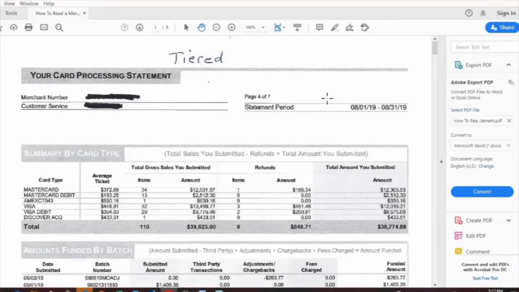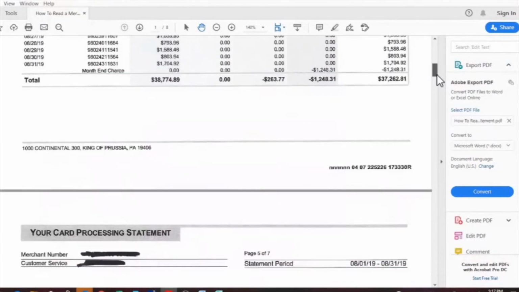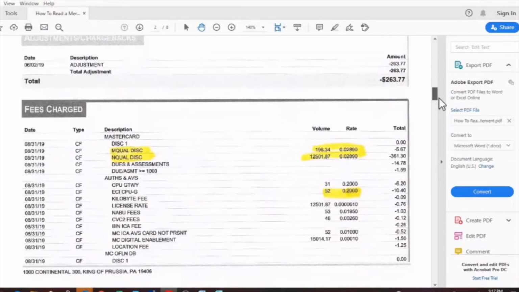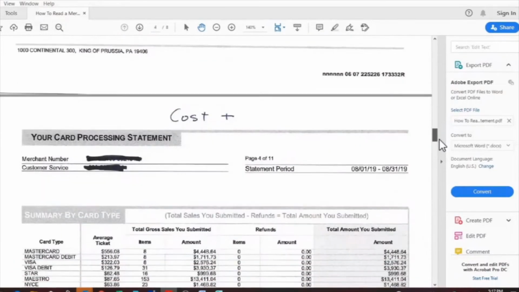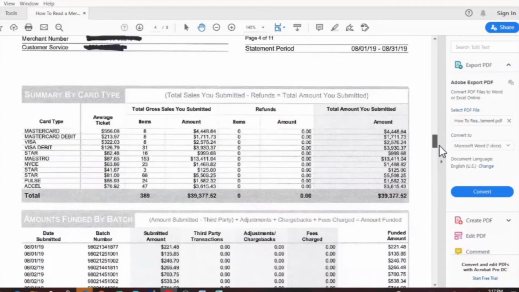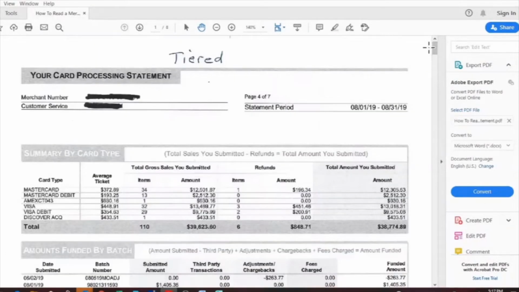Okay, so I'm going to show you two statements. One is tiered, and it's going to be 3-tiered. That means 3 different buckets that all the transactions are funneled into. And the other one is an example of a cost plus or interchange plus statement. So let's start with the tiered statement.